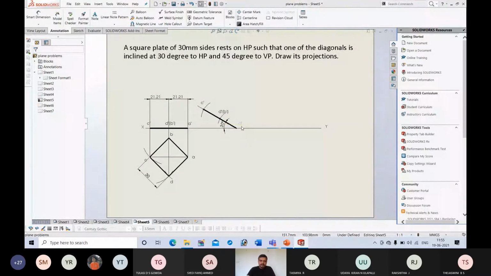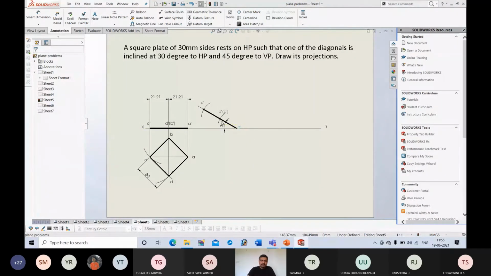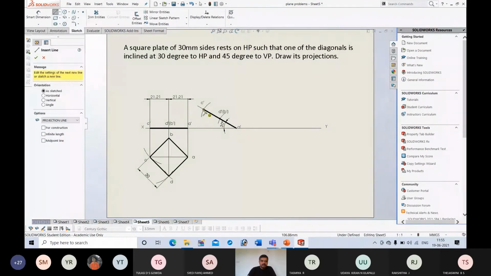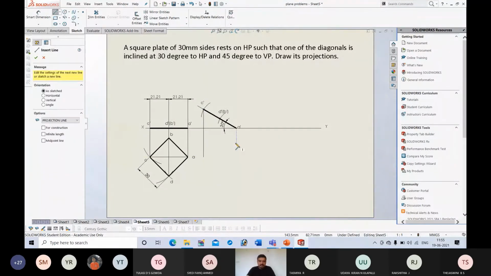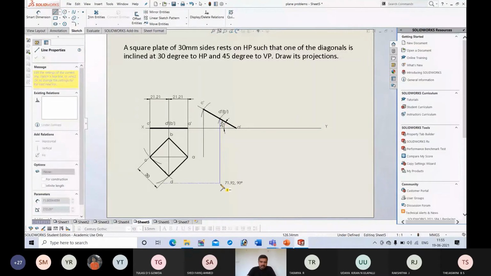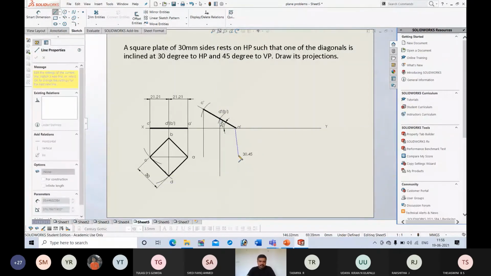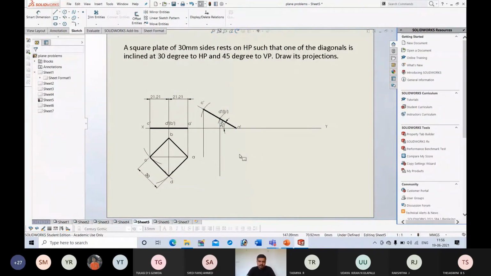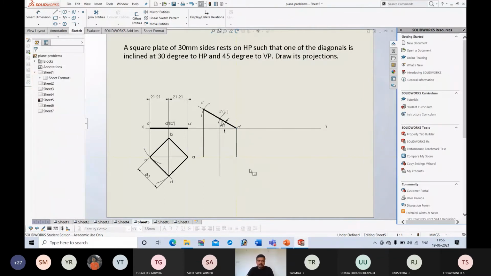After this, next project the points and get the top view. That is the next step. So I will project the points from here. C. Here it is. C. Okay. Next, D and B. A. So from here B.